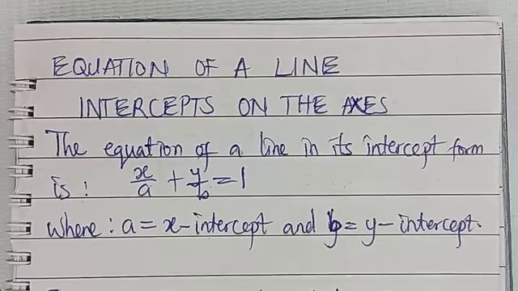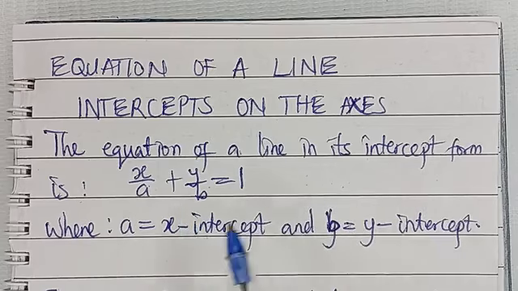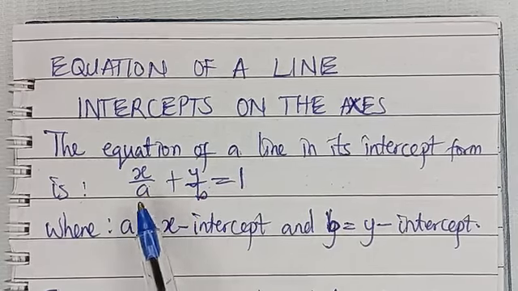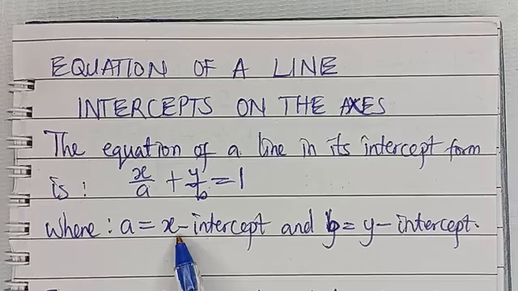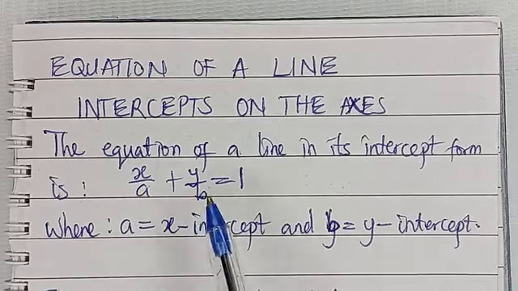We are going to be learning how to derive the equation of a line from intercepts on the axis. The equation of a line in its intercept form is x over a plus y over b equal to 1, where a represents the x-intercept, that is the value for the x-intercept, and b represents the value for the y-intercept.